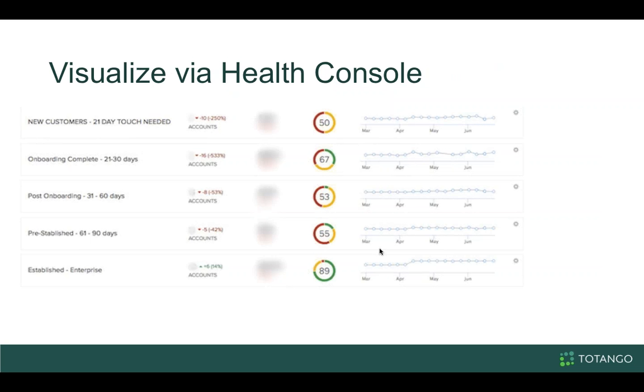Visualizing information is also important. This comes in handy when you're trying to track your progress with the customer. This is an example of how a customer visualized their journey through some of the stages via the health console. You can set up your journey phases, and this one goes through new customer, onboarding completed, post-onboarding, pre-established, and established. So that's the life cycle journey that this customer's go through.